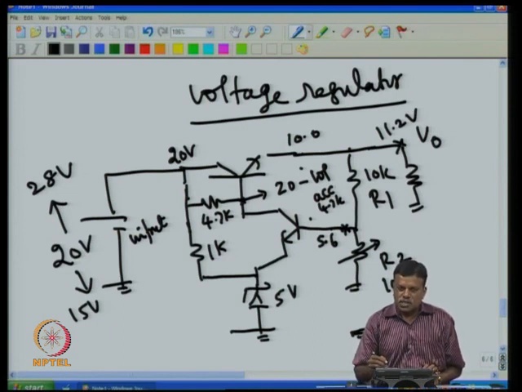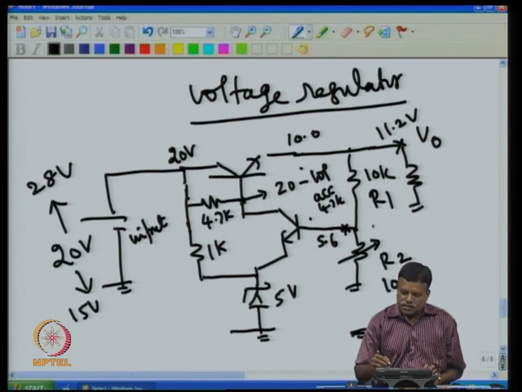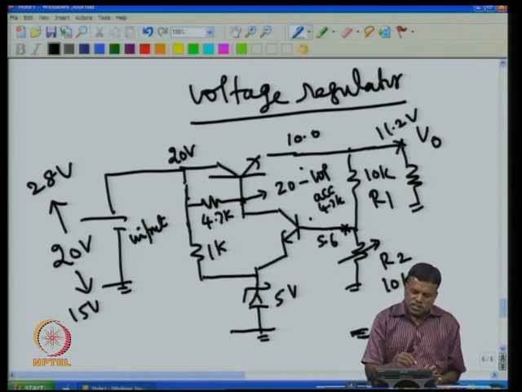In fact, transistor was used as a voltage regulator, and this is a simple voltage regulator using transistor, and you can get a regulated output. Of course, it is not a very good regulator. If I change the load, the output will not be strictly 11.2, it will be slightly changing. Similarly, if I change the supply voltage, output voltage will not be 11.2 exact, it will also slightly change.